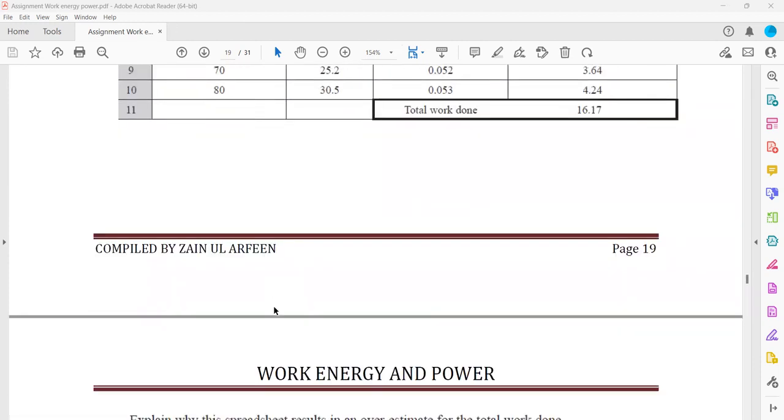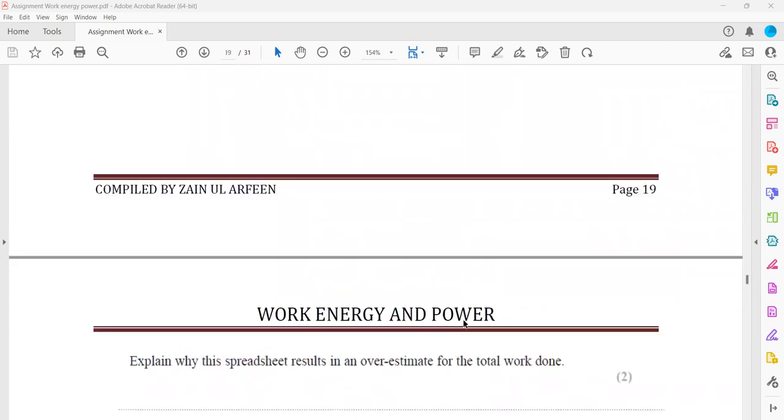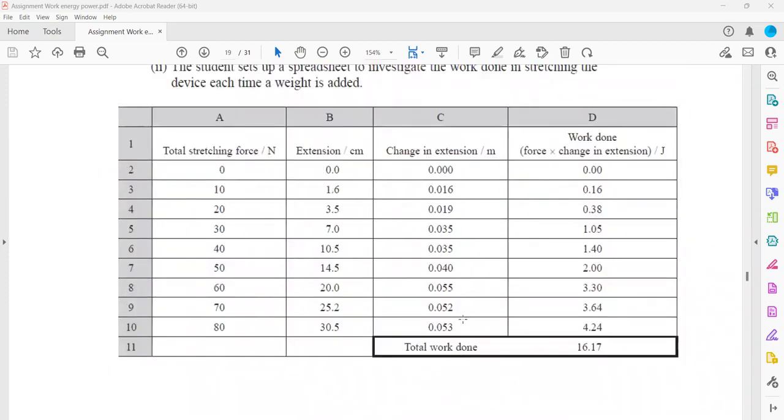Then the next part: explain why the spreadsheet result is an overestimation of the total work done. What is the reason for that? Why is it an overestimation? The reason is that, as you can see, the difference between the force, every time we are changing the force by 10.